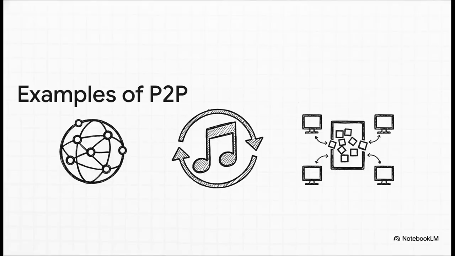And you know, this whole idea isn't even brand new. You've probably run into P2P systems before without even realizing it. The early internet itself was designed so that all computers connected to it were equals. And I'm sure we all remember file-sharing services like Napster or BitTorrent. Those are classic examples of P2P architecture.